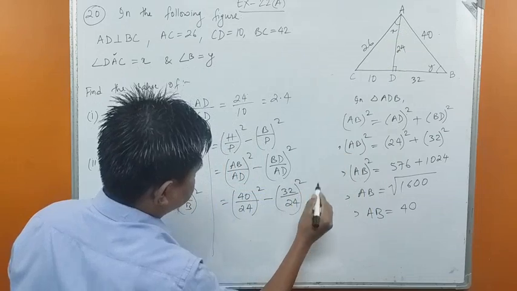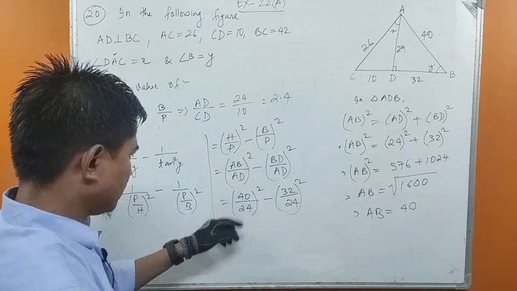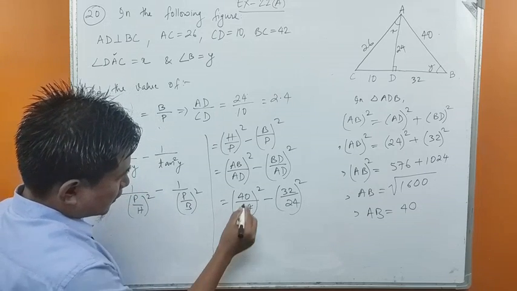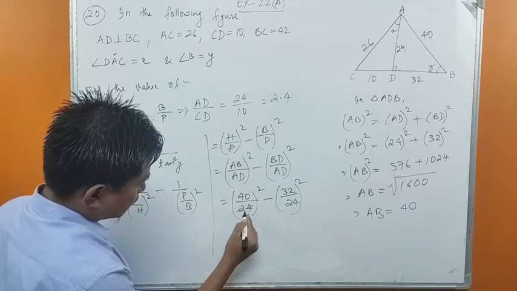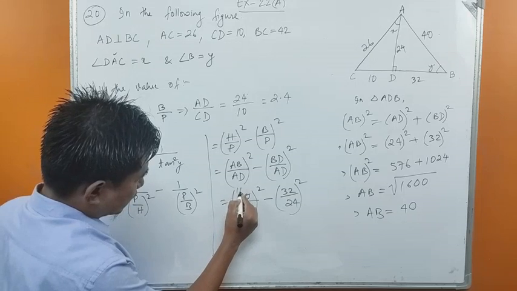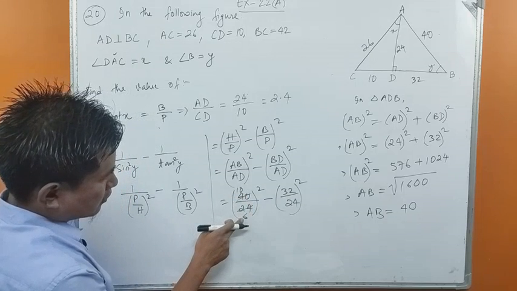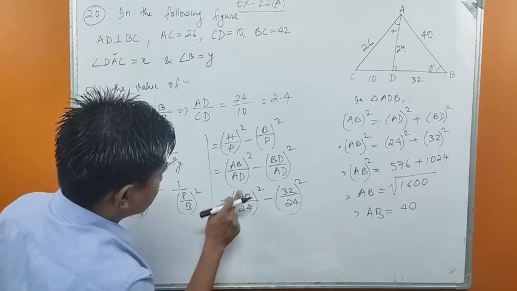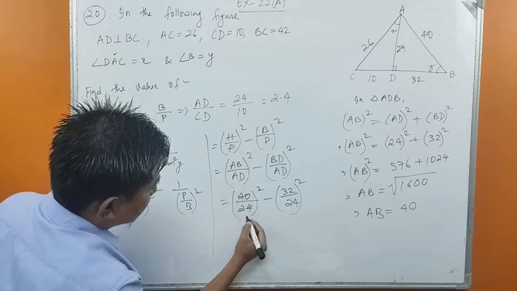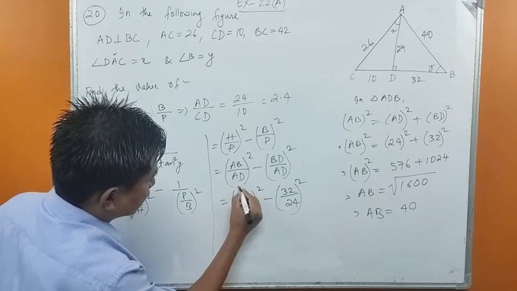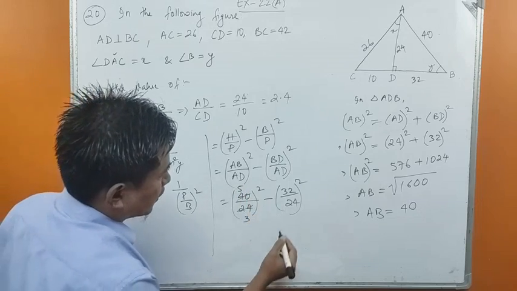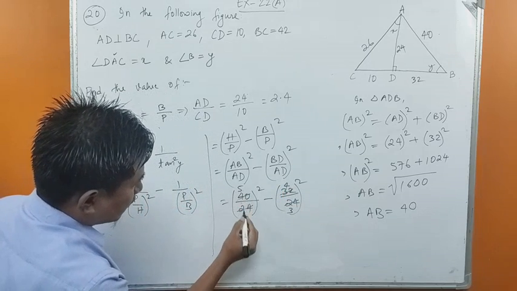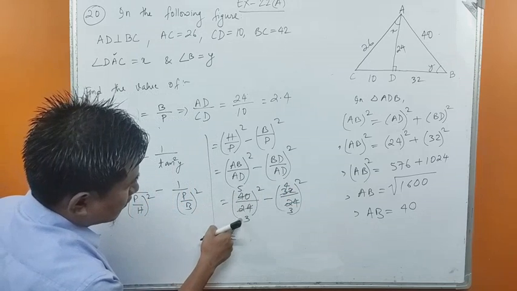whole squared. Now we can cancel this. 6 4s are 24, okay? 4 6s are 24, 4 10s are 40. We cancel with 8, because I don't have much space to write here. 8 3s are 24, 8 5s are 40, so 5 upon 3. 8 3s are 24, 8 4s are 32. So 5 upon 3 whole squared, isn't it? So this is 5 upon 3 whole squared, okay?